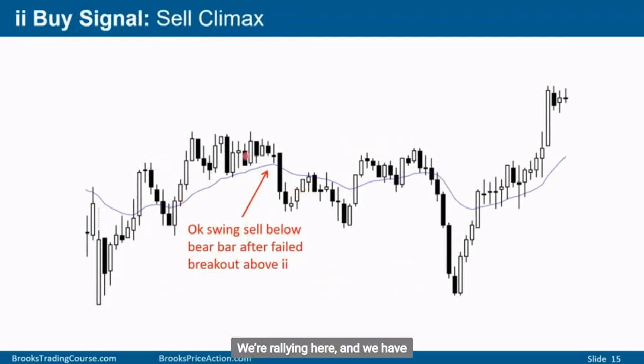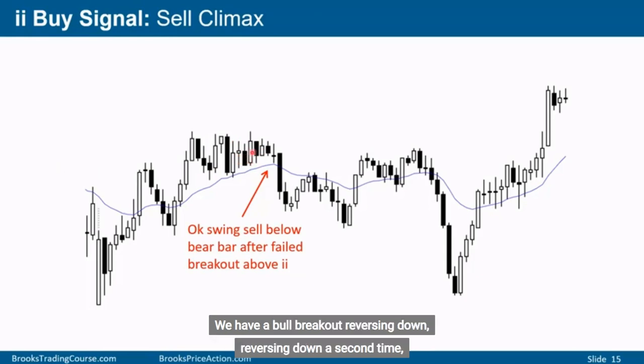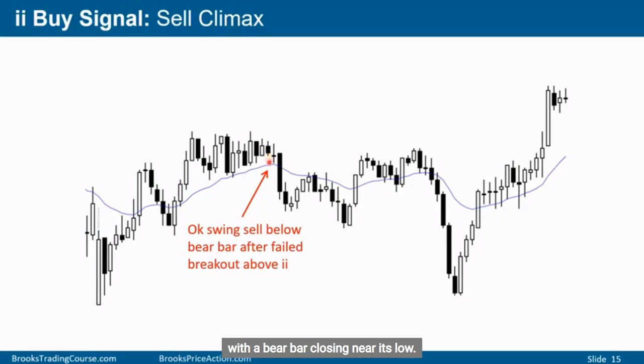We're rallying here, and we have this high might be at or below that high, so II here. We have consecutive inside bars here. We have a bull breakout reversing down a second time with a bear bar closing near its low. So some traders will sell below the low of that bar. This is a tight trading range.